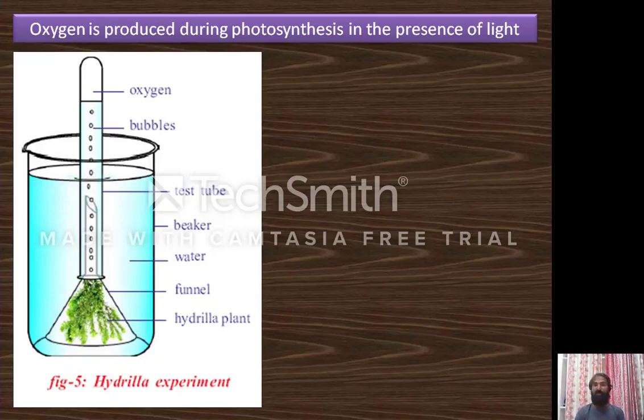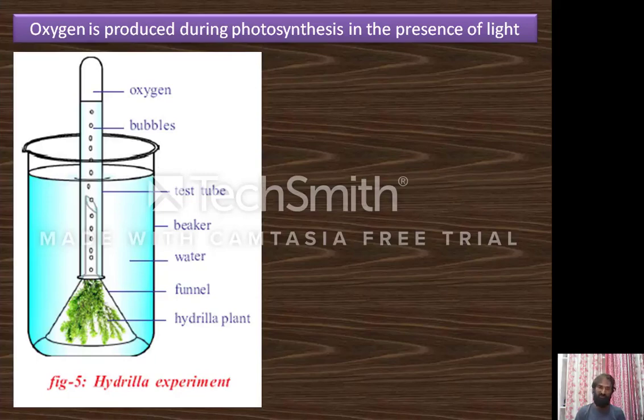So for the setup of this experiment, we follow this procedure. Take a beaker and fill it with water. You also add some potassium bicarbonate to it, or calcium bicarbonate, because the plants need carbon dioxide in the form of bicarbonates. That's why you add some amount of bicarbonate solution to the water. So take a beaker and fill it with the bicarbonate water.